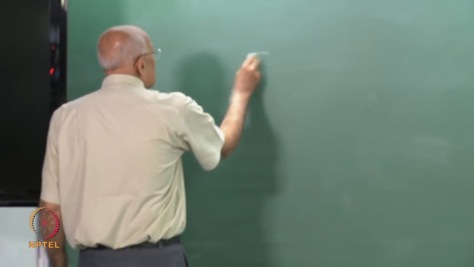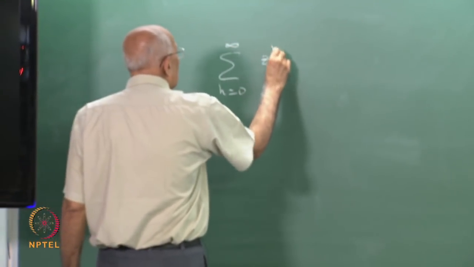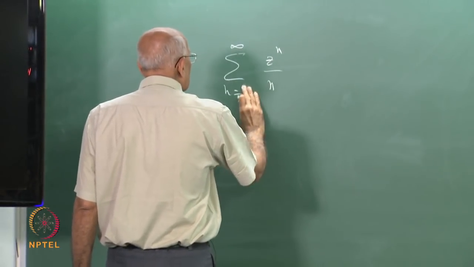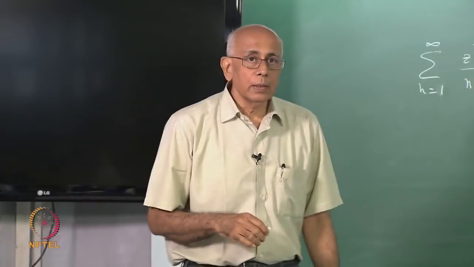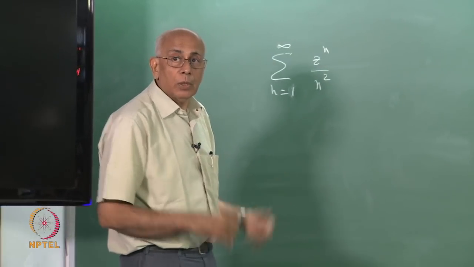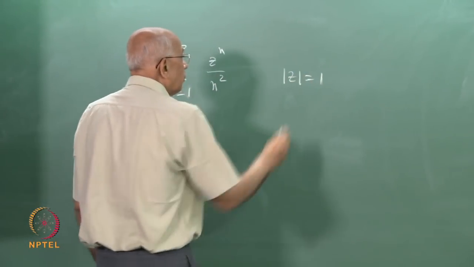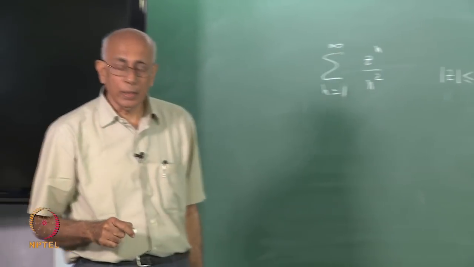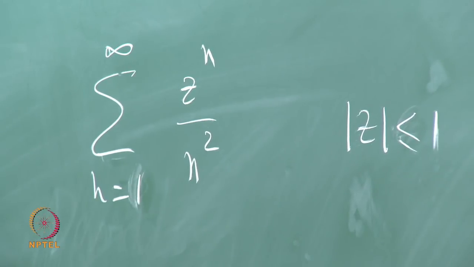If you look at this series, summation n equal to 0 to infinity z to the power n over n, let us put n equal to 1 to infinity n squared, this series converges, it converges absolutely for all points even on mod z equal to 1. Of course it converges absolutely for mod z less than 1, the radius of convergence is unity, and it converges even on the circle of convergence at all points everywhere.